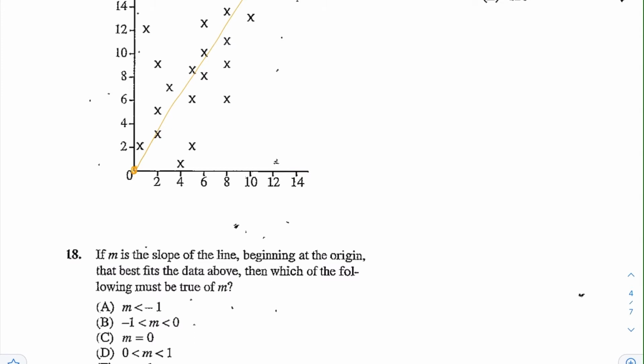So just go through all the choices. Choice A says m, the slope, is less than -1. Well, that's not true. This is a positive slope. So m has to be greater than 0. So A is wrong. B is also wrong because B says that the slope is negative. Choice C is also wrong because a slope of 0 would be perfectly horizontal. We don't have that here. m has to be positive. So we're left with just D and E. Is the slope between 0 and 1, or is the slope greater than 1?